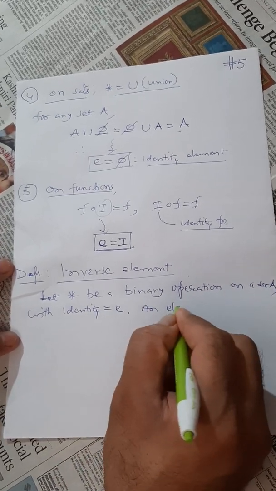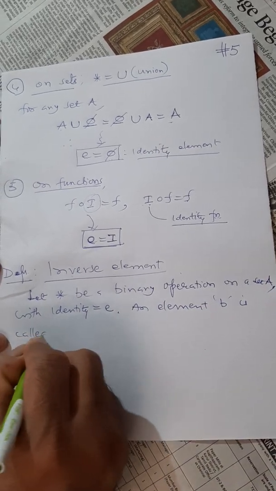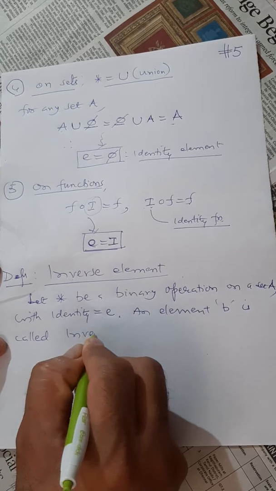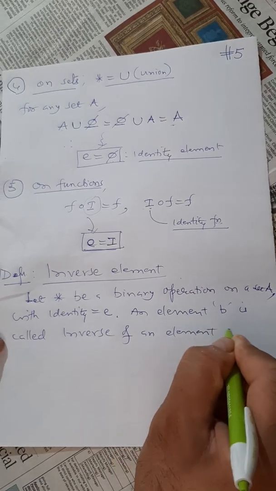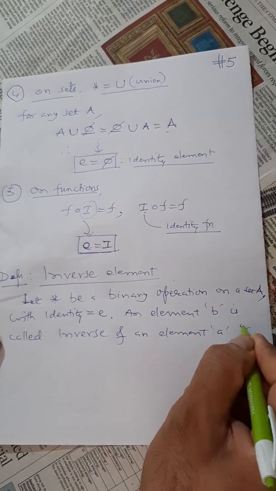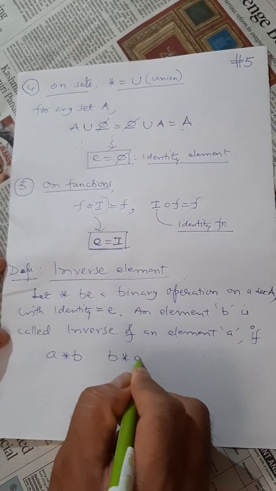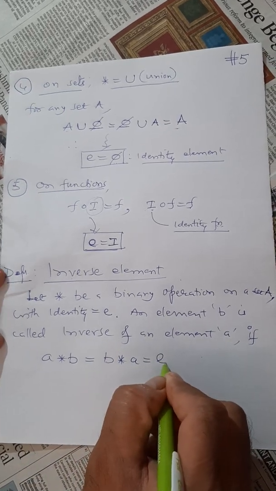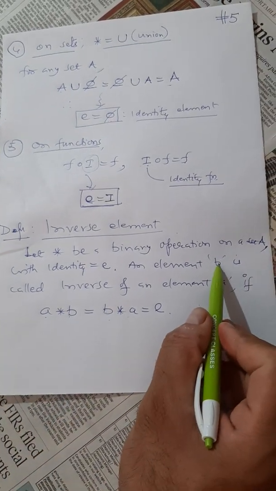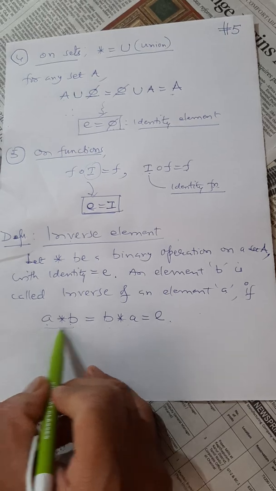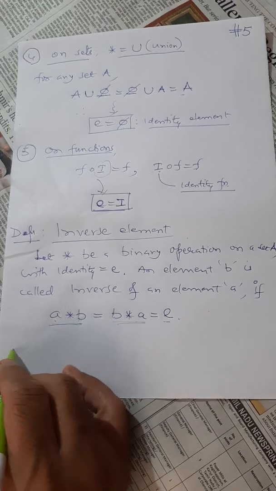So I'll write: an element B is called the inverse of an element A if this is true. You apply the asterisk operation between these two. Find A asterisk B, find B asterisk A. Both should be equal and the answer should be identity. One element is said to be the inverse of the other if the operation between those two gives identity. So here B is said to be the inverse of A.